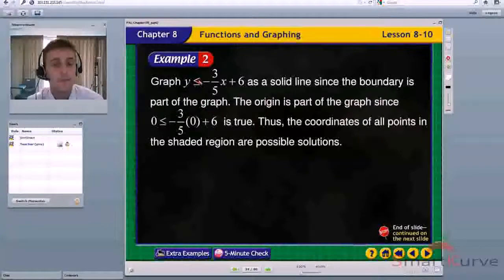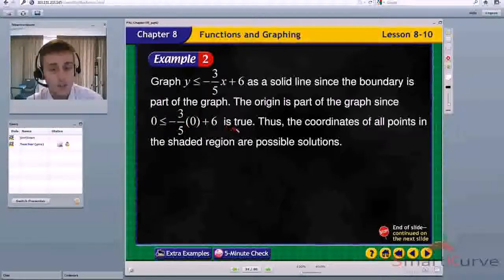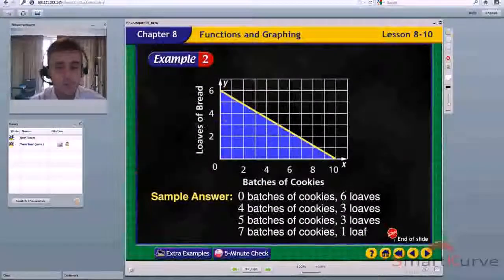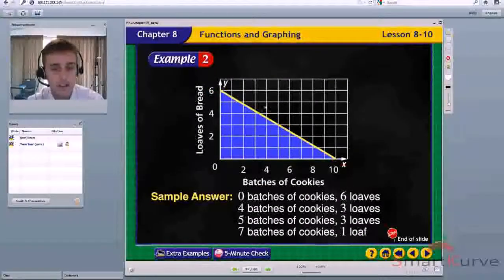So example 2, graph y is less than or equal to negative 3/5 x plus 6 is a solid line, since the boundary is part of the graph, we have this equal to, the line underneath. The origin is part of the graph since 0 is less than or equal to negative 3/5 times 0 plus 6 is true. Thus, the coordinates of all points in the shaded region are possible solutions. Here is what the graph looks like. The line goes straight up and down. You shade in this bottom portion.